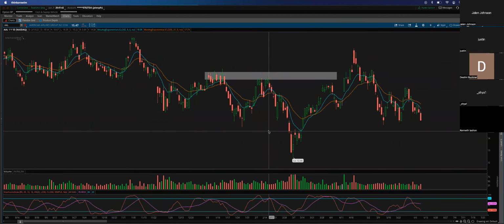A double top into a supply zone. There you go. Perfect, right? Double top of the supply zone. That supply zone gave you that confirmation. There you go. Take the trade. You get what I'm saying?